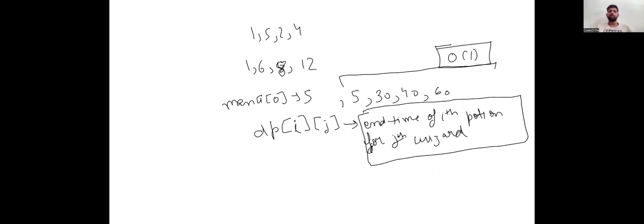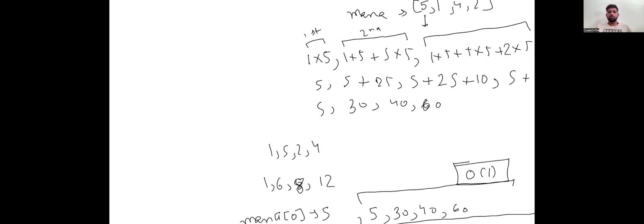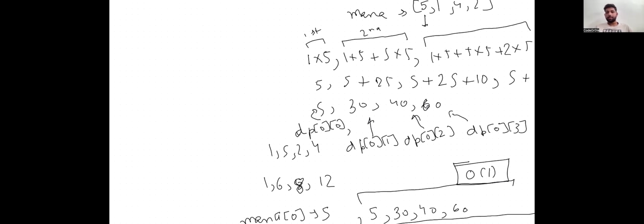I have written it in the simplest terms. For the jth wizard, whatever its end time was to process the ith portion is dp of ij. Let me be more clear. In this case, we are processing the zeroth portion. So dp of 0, 0 is 5, dp of 0, 1 is 30, dp of 0, 2 is 40, and dp of 0, 3 is 60. These are the end times of all the wizards for the 0th portion.